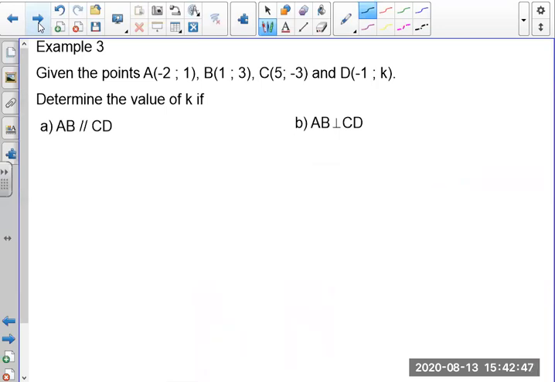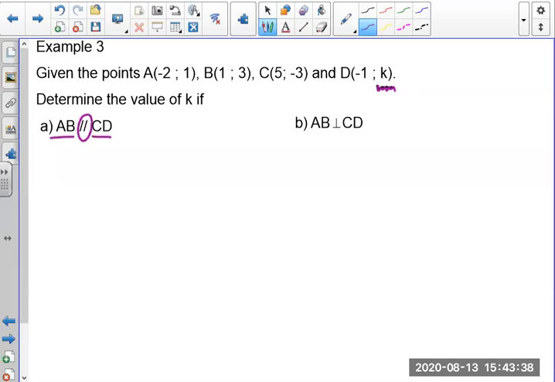Okay, let's go to example 3. They also like to ask questions like this. Given the points, now they're giving you A is minus 2 and 1, B is 1 and 3, C is 5 and negative 3, and D is minus 1 and K. There's a K. So that value K you don't know. So you can move the point so that you do whatever they ask you to do. Determine the value of K if AB is parallel to CD.